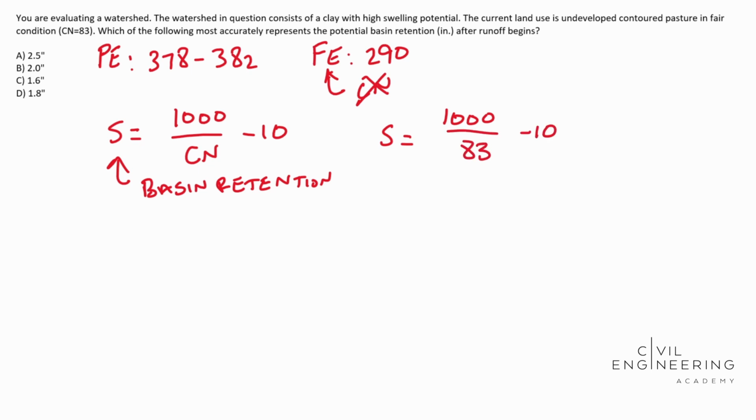So really, if you're taking the PE, the main point in this question is to see if you know how to look up the CN value. So that's the key to this problem. If you're taking the FE, find the formula, right? Whenever you solve for S, it is going to end up being 2.05 inches. And so that is going to be B.